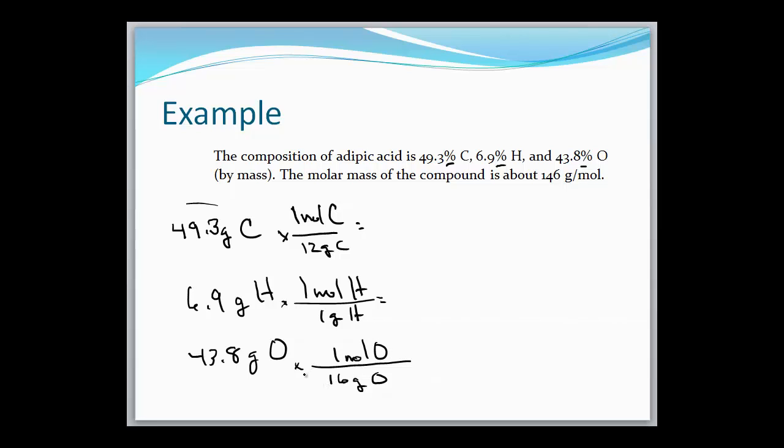Now I do want to point out something here. We talked about oxygen being written as O2. When oxygen is part of a formula for a compound, though, we just leave it as O until we figure out what that subscript is going to be. Okay, so let's finish the conversions here. We've got 49.3 divided by 12 gives us 4.11, or we could just say 4.1 moles of carbon, 6.9 moles of hydrogen, and 2.7 moles of oxygen.